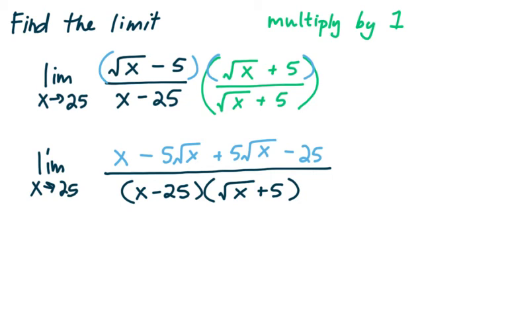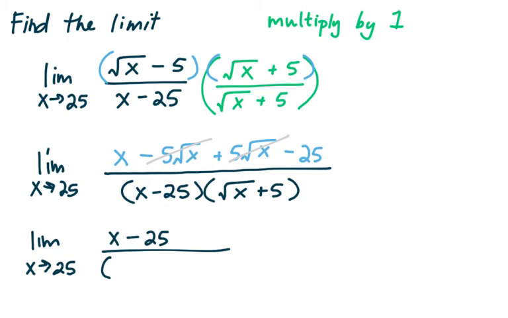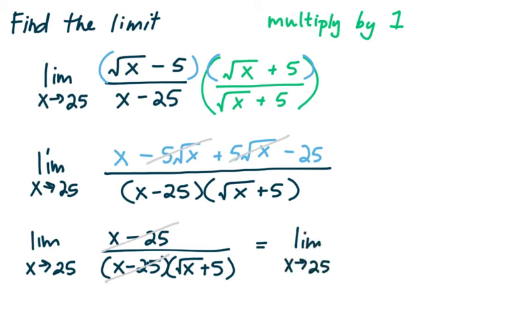Now, the nice thing, again, about multiplying those conjugates is the middle terms evaporate. So I'm left with the limit as x approaches 25 of x minus 25 over the quantity x minus 25 times the square root of x plus 5, all of that in the denominator. And what you see is that x minus 25 over x minus 25 cancels. This leaves us with the limit as x approaches 25.